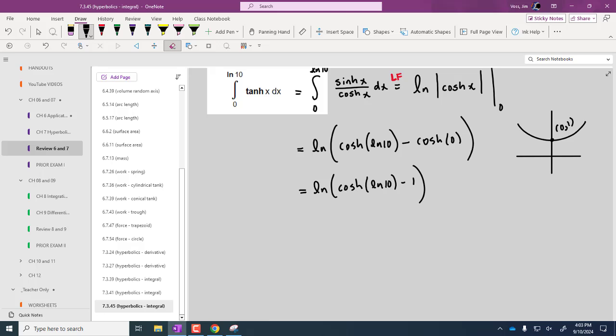I noticed on 7.3, when you have the integrals of hyperbolic functions, you specify the absolute value for cosh. Do we have to remember that? Yes, because this can be negative.